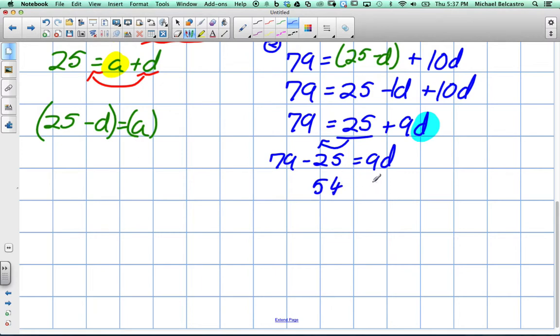54 is equal to 9D. And the goal is to get D by itself. So because this is 9 times D, we have to divide both sides by 9. So what's going to happen here is D will be equal to 6. So we figured out D to start.